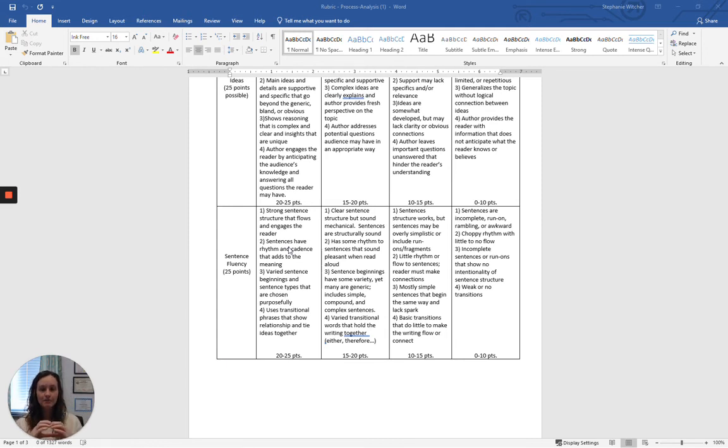Also, inside your body paragraphs, do you have transitions? So not just between your body paragraphs, but also now inside your body paragraphs. Let's use some transitions that help us show the relationship between our ideas. That helps our paragraphs flow together, just like having transitions between our paragraphs then help our whole paper flow together.